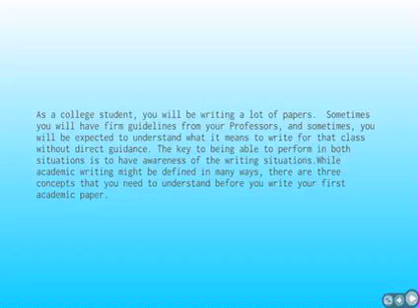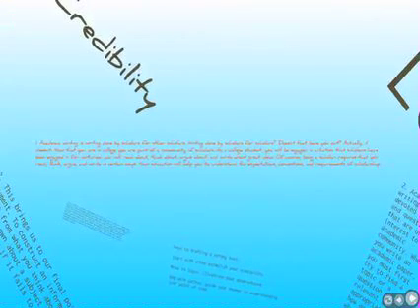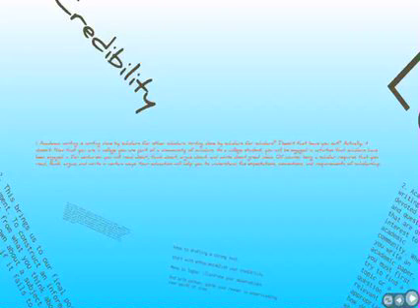What does it mean to write in the academic arena? While academic writing might be defined in many ways, there are three major concepts that you will need to understand as you begin to write your academic papers. Number one, academic writing is writing done by scholars for other scholars. Writing done for scholars, by scholars, this leaves you out, right?